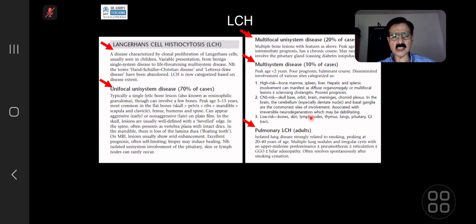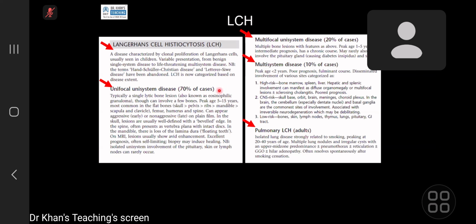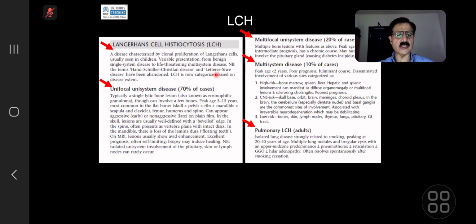So now, just concentrate on this. This is beautifully written in Chapman. There are many concepts in old textbooks which have become redundant, and you should just read it from your Chapman, where there is a beautiful summary. Things like Hand-Schüller-Christian disease and Letterer-Siwe disease have all been abandoned. Now, basically, Langerhans cell histiocytosis is proliferation of Langerhans cells. Usually it is seen in childhood, but there is a type which can be seen in adults.